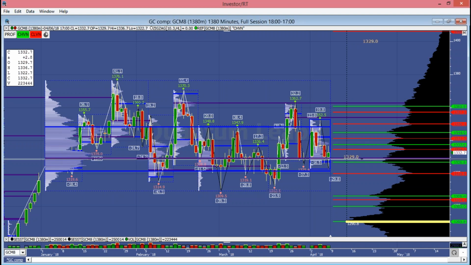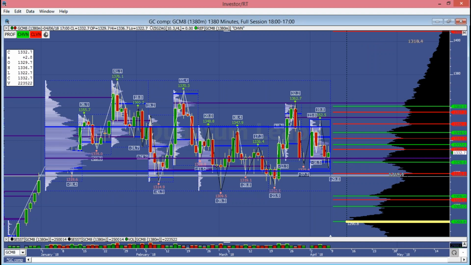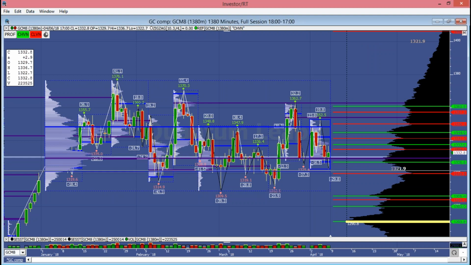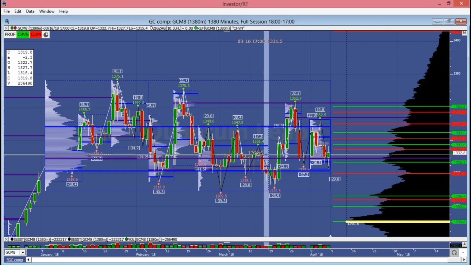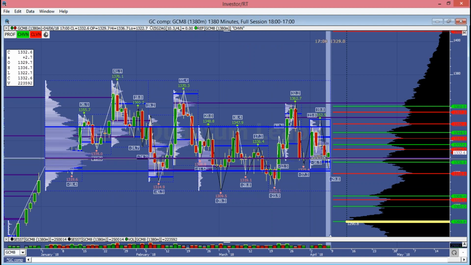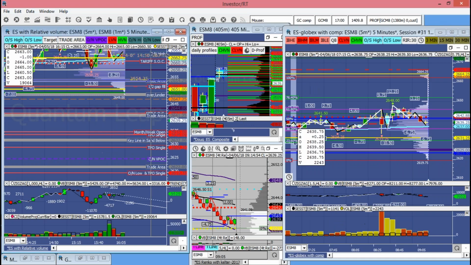To the downside, if we don't hold the 29, look for them to come down to the 26. And if that doesn't hold, then a trip down through to the other side of this balance, down to the 20 area is possible. We're pushing in that direction until the NFP news. So that's going to complete our pre-market session.